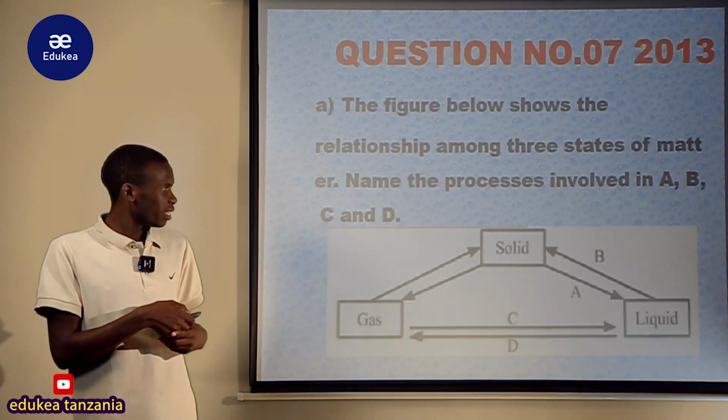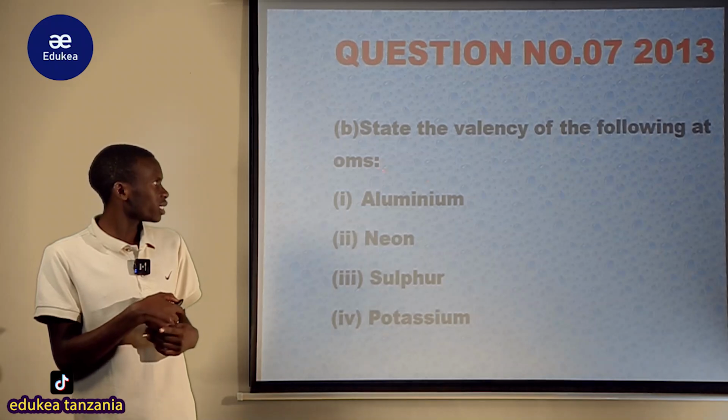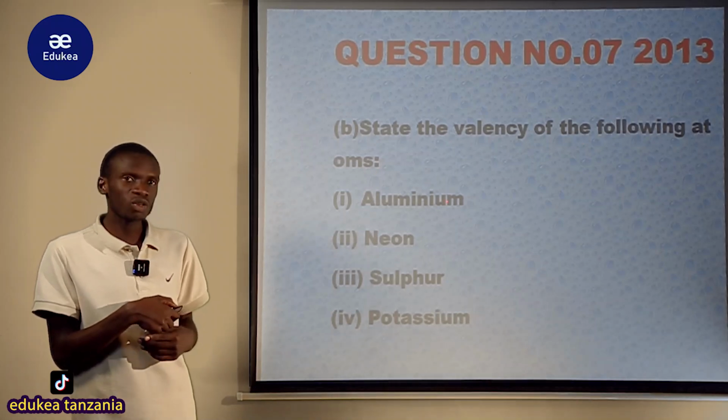Then part B was: state the valence of the following atoms. State the valence of the following atoms.